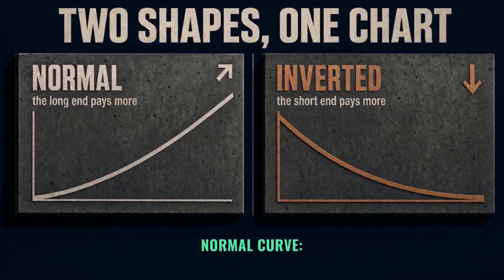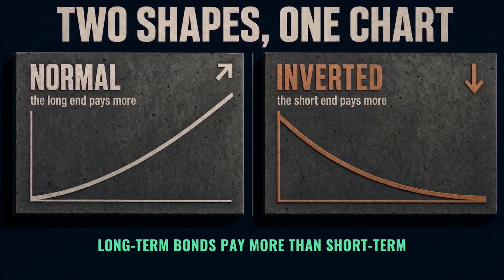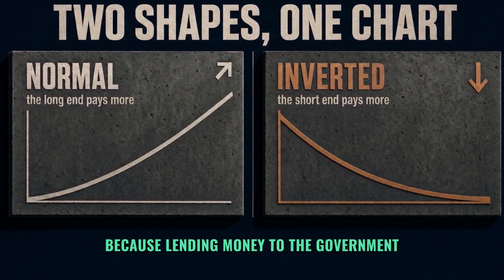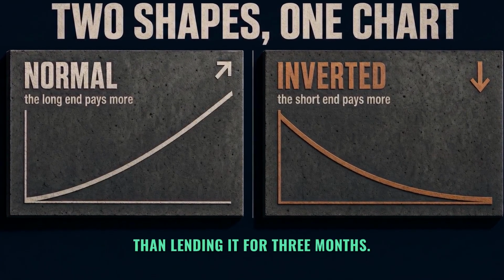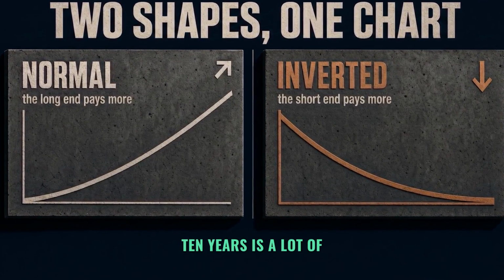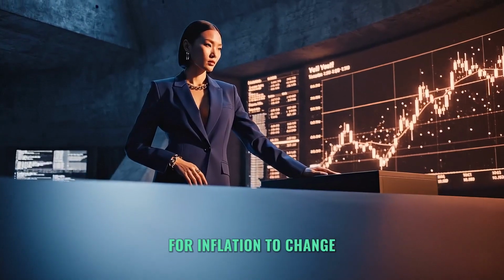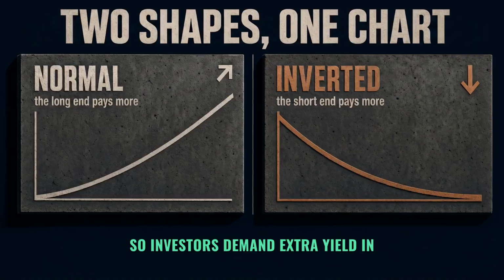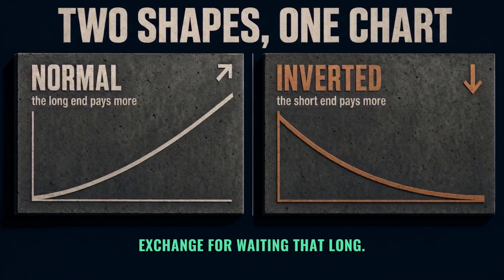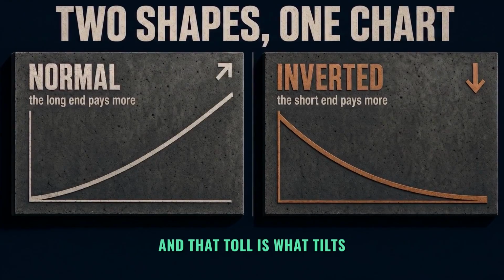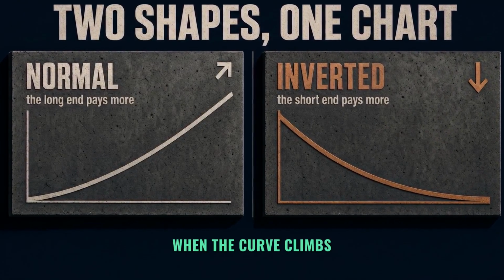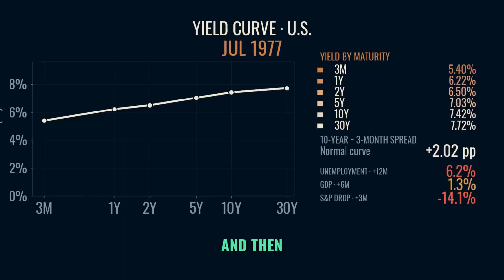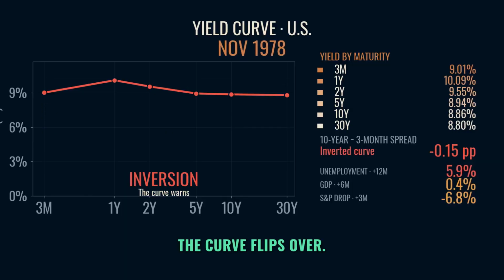That is what we call a normal curve, an upward slope. Long-term bonds pay more than short-term ones. Why? Because lending money to the government for 10 years is more uncertain than lending it for 3 months. 10 years is a lot of room, for inflation to change, for growth to change, for everything to change. So investors demand extra yield in exchange for waiting that long. Time charges a toll, and that toll is what tilts the curve upward.